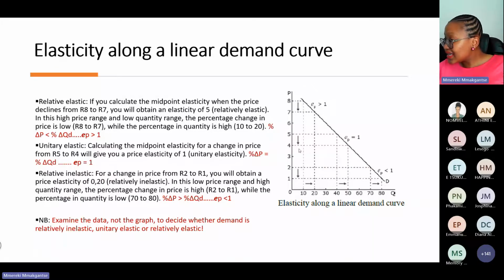We can see it here. The price decreased from 2 rand to 1 rand, and the price elasticity is 0.2. In this low price range and high price range, the percentage change in price is high. Remember, very important: examine the data, not the graph. Don't rely on the graph. Look at the numbers. Know your numbers. Slot them in. Calculate the coefficient. Remember, our coefficient is UP, our sister university.